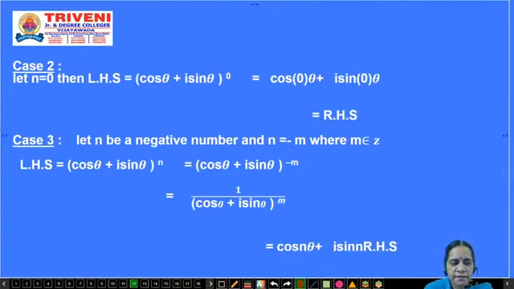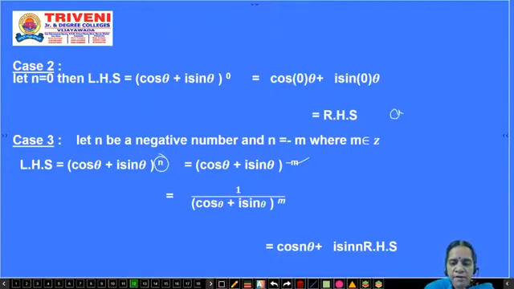Next, case 3. Let n be a negative integer and take n equal to minus m, where m belongs to Z. M belongs to Z means here it is an integer. I take the LHS part: (cos theta plus i sin theta) whole power n is equal to, in place of n, we substitute minus m.